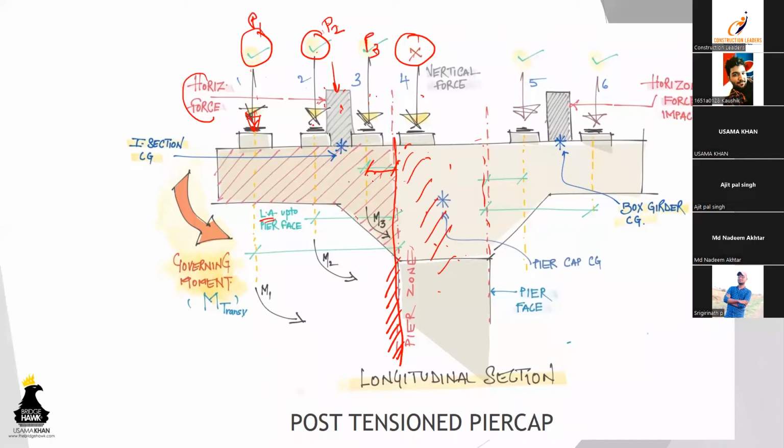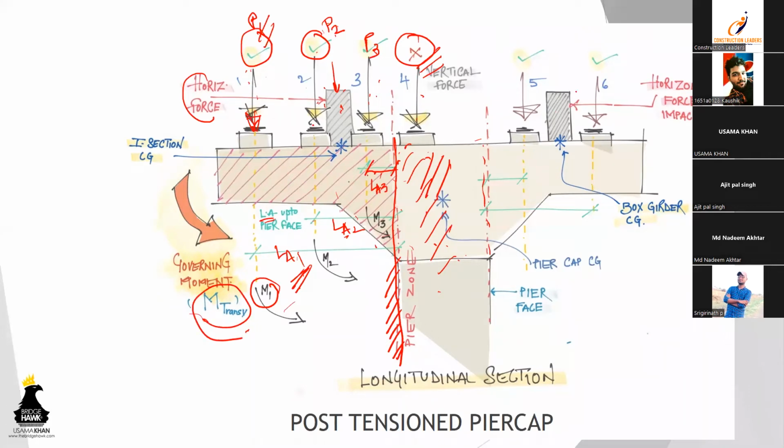So you can say this is lever arm number 3, this extends up to lever arm 2, and this one is lever arm 1. So the moment which the load P1 is generating upon the pier cap is M1, which is P1 into LA1. Similarly P2 into LA2 and P3 into LA3. Since this is in the pier zone, this load will not be considered in the transverse moment.